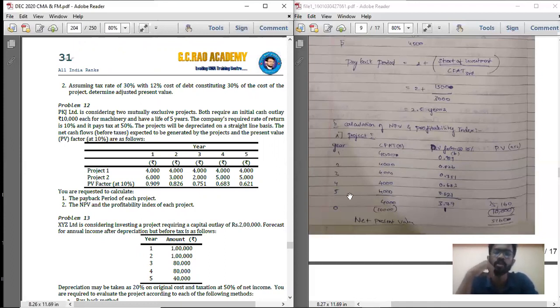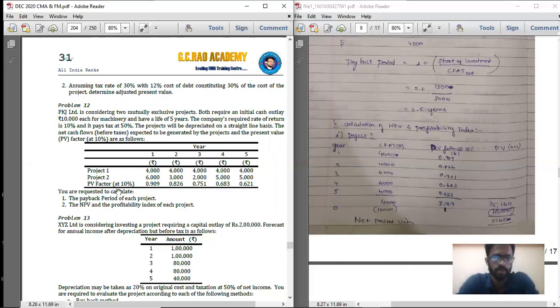Now below that, record the years one by one: first year, second year, third year, fourth year, fifth year. Total 5 years. In respect of all the years, record CFAT 4,000, 4,000, 4,000, 4,000 and 4,000. The CFAT for all the years we found using the formula: PBT minus tax gives PAT, plus depreciation gives CFAT. So the CFAT for all the years will be 4,000.